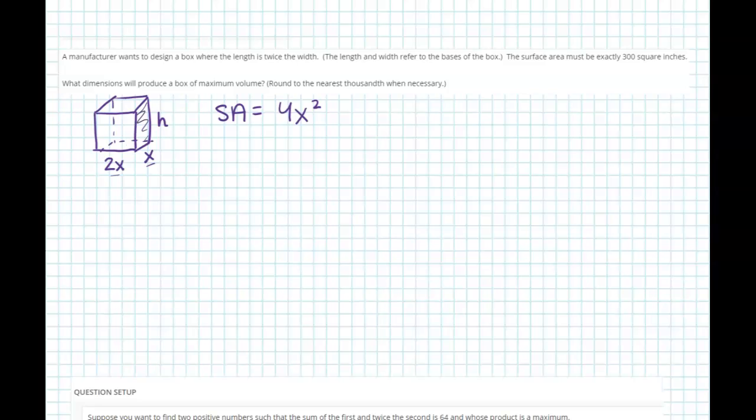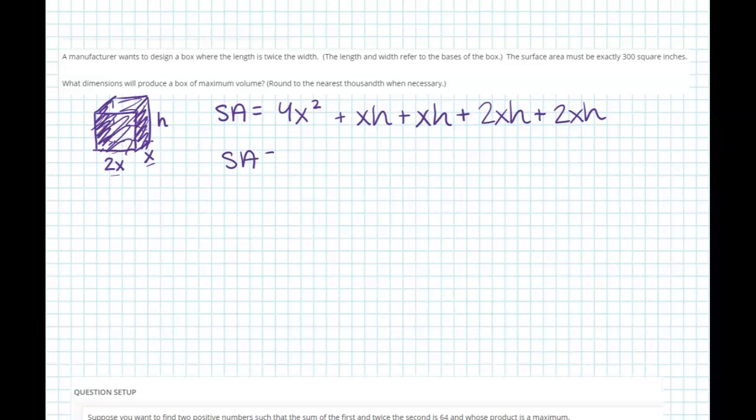Then you also have all these sides coming up around, all four going around, if you picture it on the ground and there's the four upright sides. And the area of all those is, well, actually, in this case they're different, right? Because this one is xh, this one is xh. So we have plus xh plus xh. And we also have this side in front, which is 2xh. And then we have the one in the back, which is also 2xh. So then our surface area is 4x squared plus, let's see, 1, 2, 3, 4, 5, 6xh.